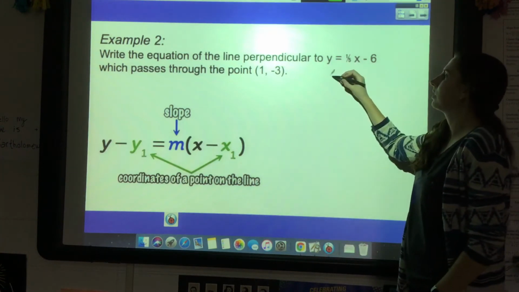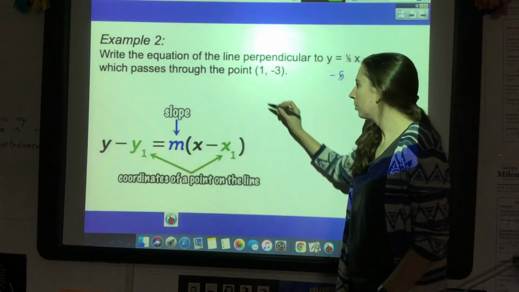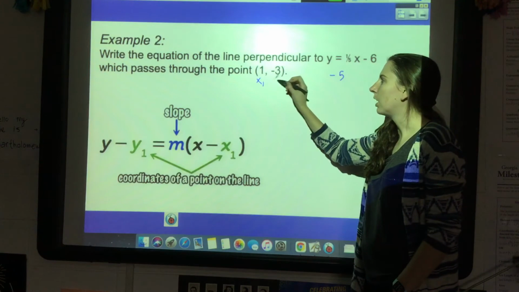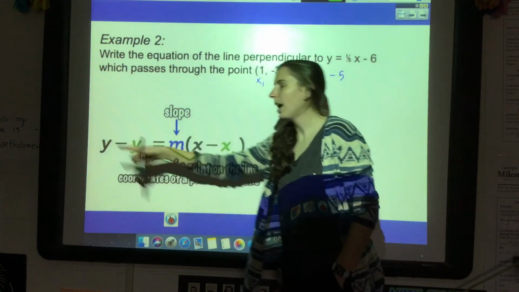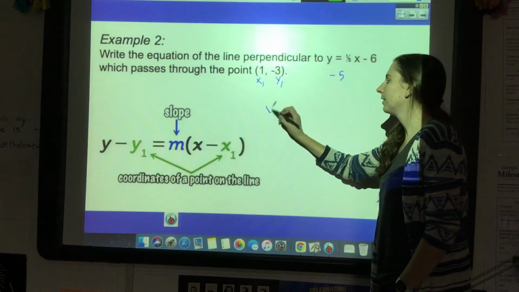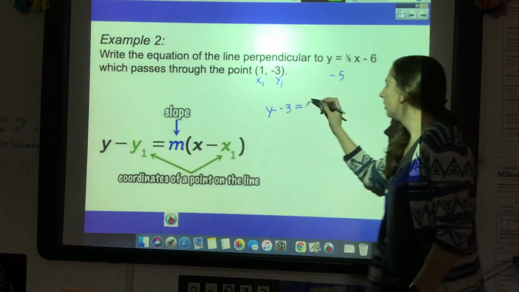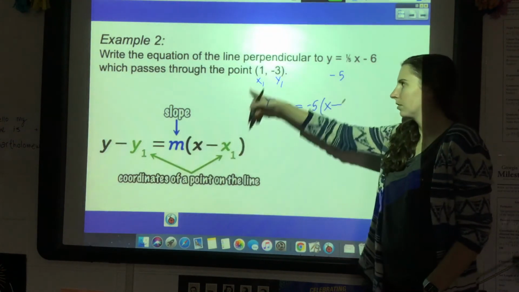So here's the exact same stuff. Again, I would want a slope of -5, so I'd put -5 in for the slope, and then I'd put this point in for x1, y1. Basically, I'm going to do y minus -3 equals the slope, -5, times x minus 1.